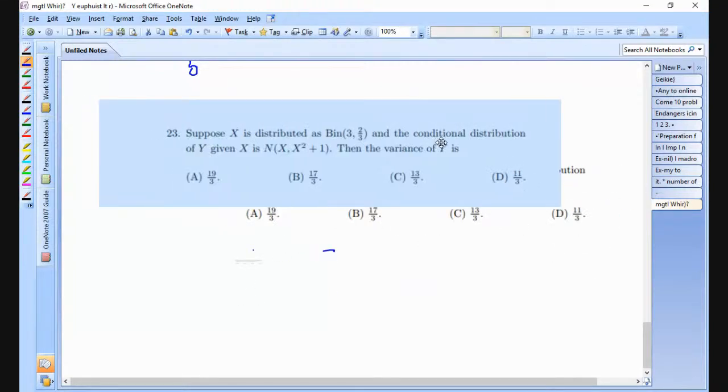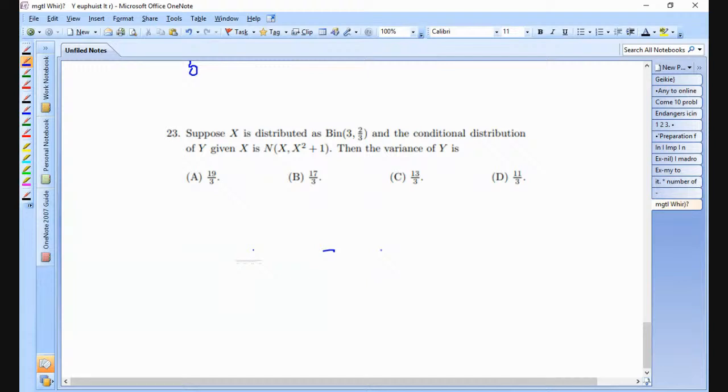Okay, suppose X follows Binomial(3, 2/3), and the conditional distribution of Y given X is Normal(X, X squared plus 1). So Y given X equal to x follows Normal(x, x squared plus 1).